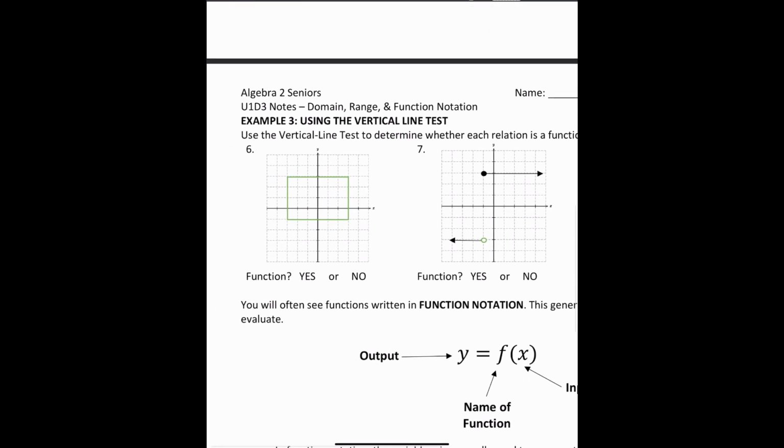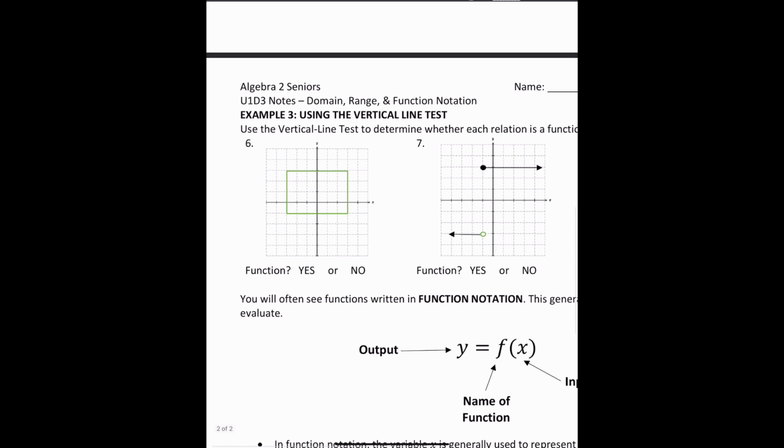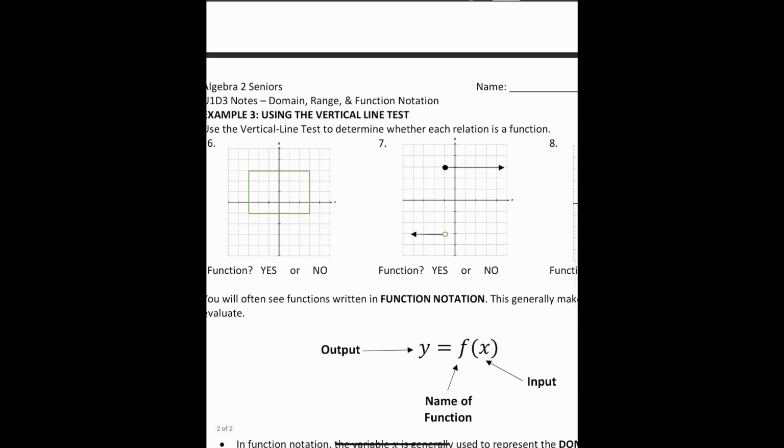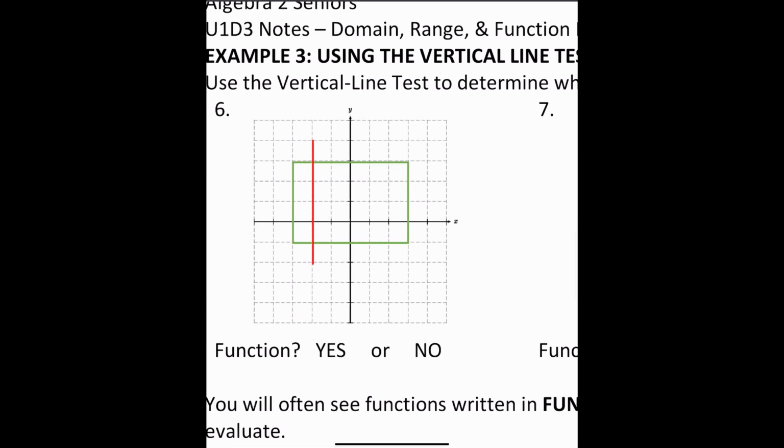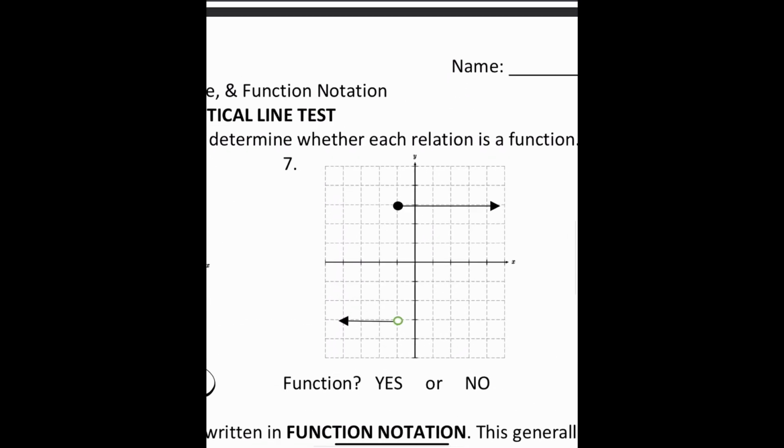So let's take a look at number 6 here. We're going to use the vertical line test to determine whether each relation is a function. So what I'm going to do is I'm going to draw a vertical line through this graph here. And as you can see, it does touch the graph more than once. It touches here and there. So therefore, this is not a function because it fails the vertical line test.